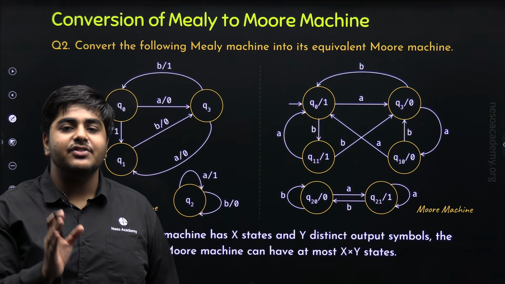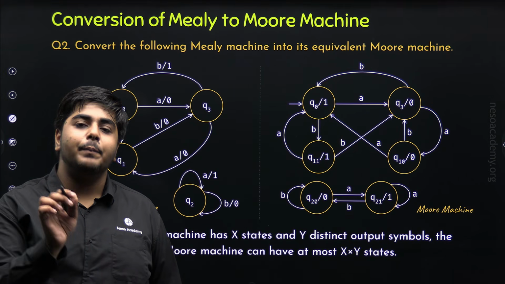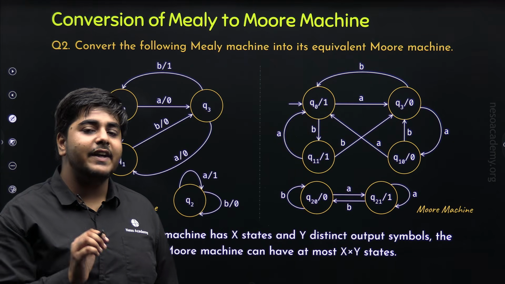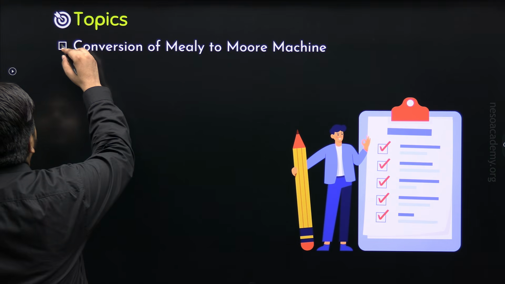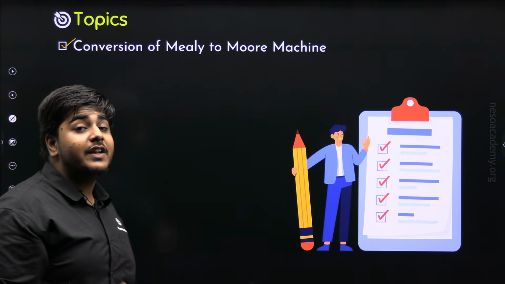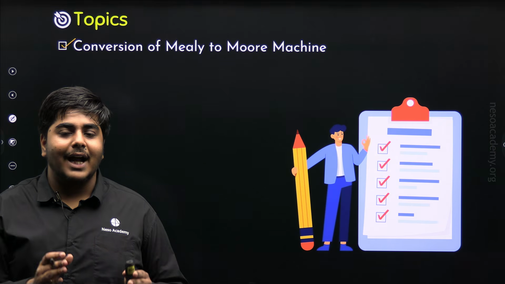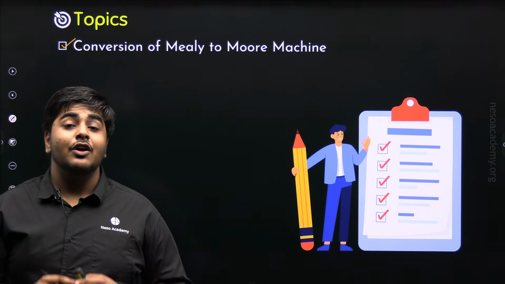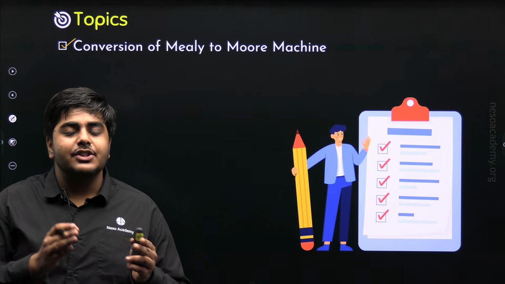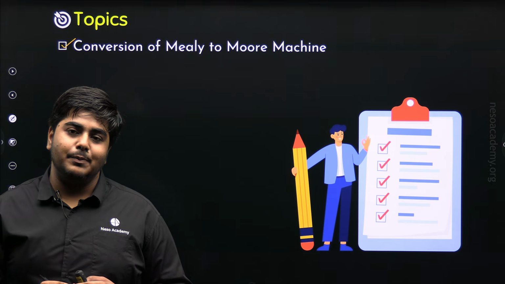Obviously, it is not a very straightforward problem, so you have to practice it to get a good grasp over such problems. In this way, we are done with our topic, conversion of Mealy to Moore machine, and with this, we are done with chapter number 2, that is finite automata. From the next lecture onwards, we will start our new chapter, chapter number 3, regular expressions.